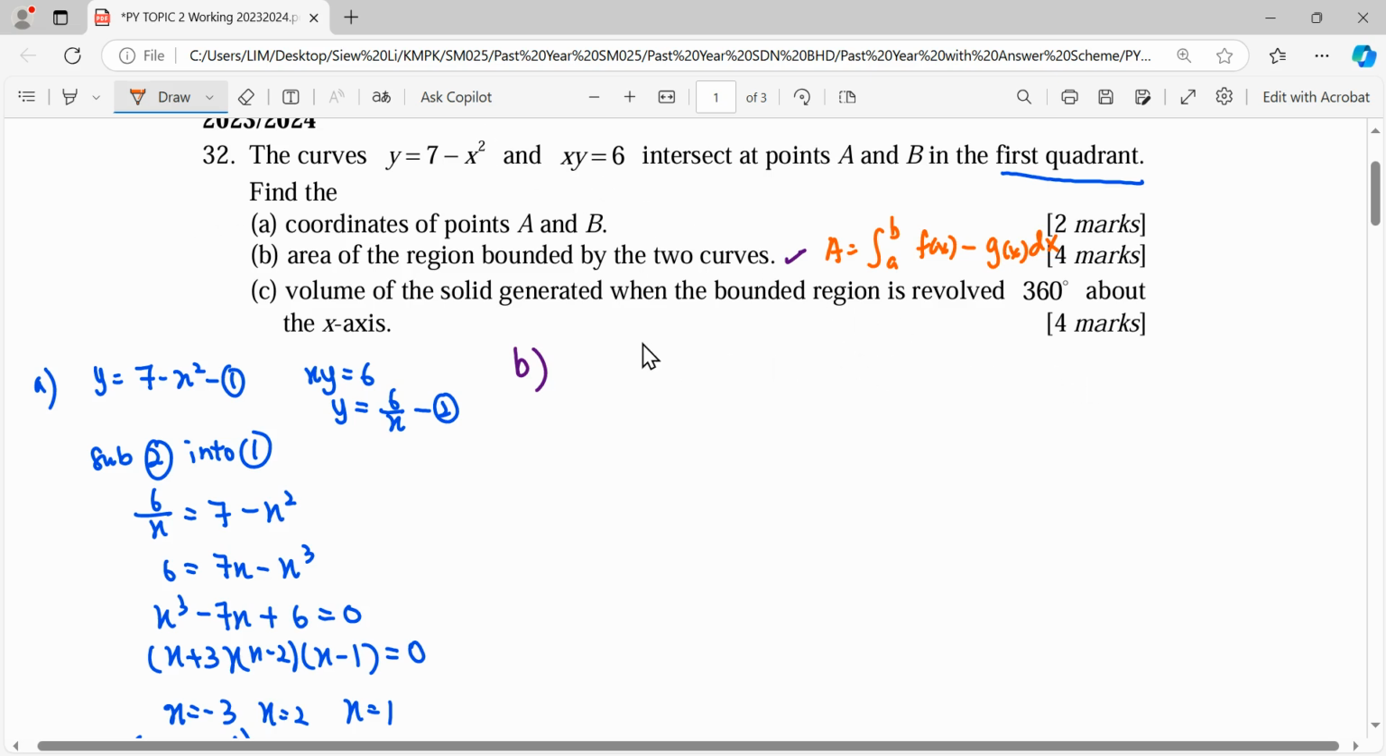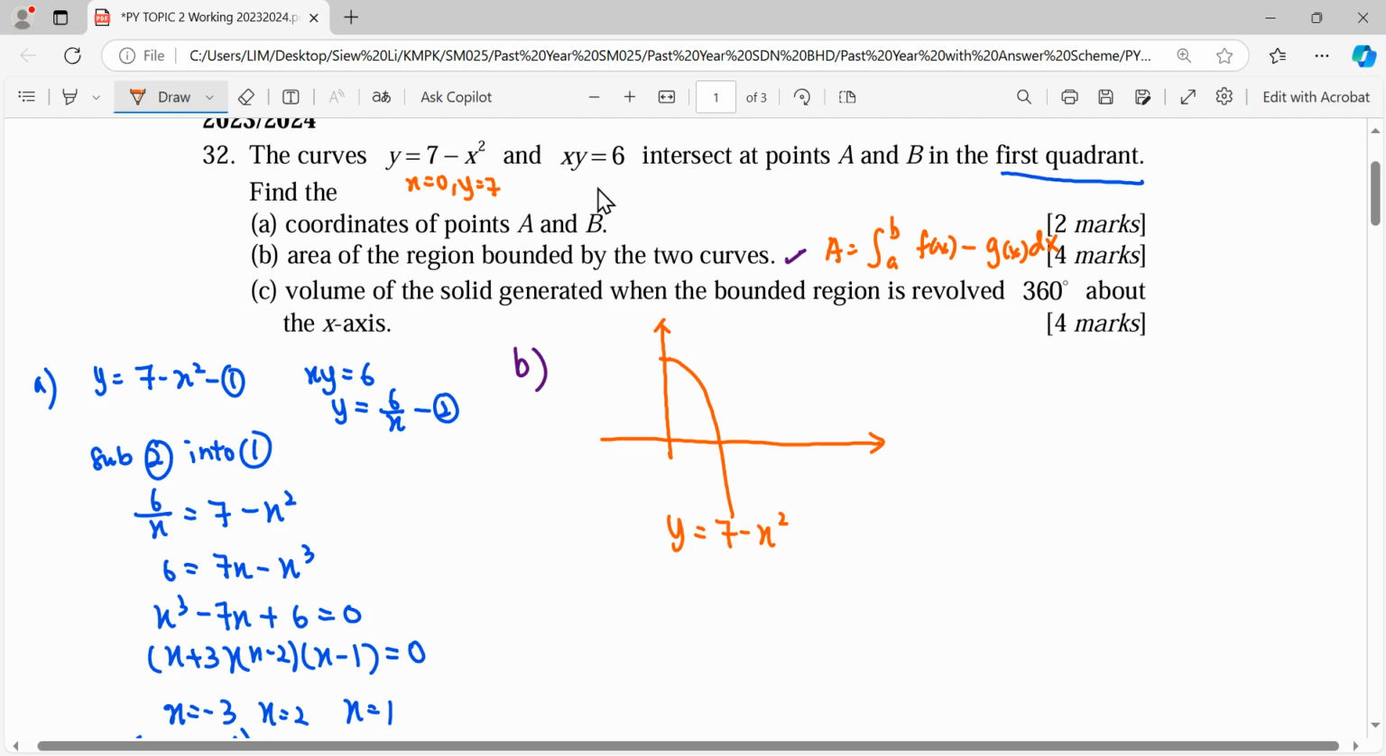First of all, we can draw it so that we know which one is at the top, which one is at the bottom. This one is a quadratic with negative coefficient. So when x equals 0, y will equal 7. It intersects here, maximum point here. So it is a quadratic going down. We just observe quadrant one, so going down. So this is our first curve, y equals 7 minus x squared.